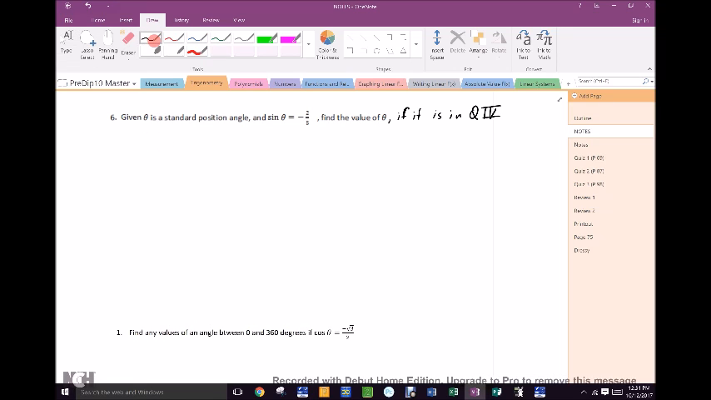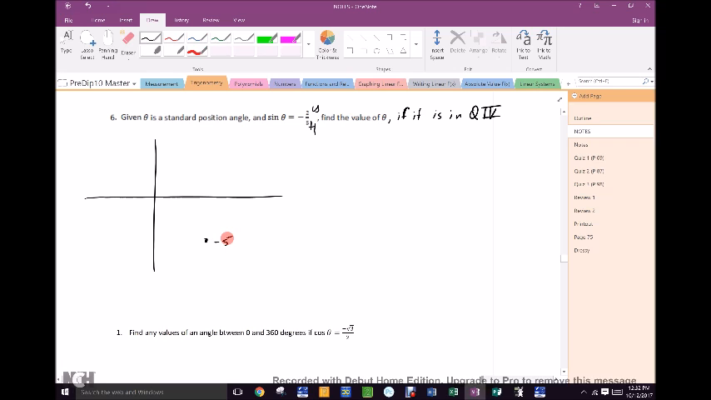Who is ready to discuss number 6? Harmon's ready to discuss number 6. Take a chance, sister. What do you know about sine? It's y over h. So that y value has to be the negative one, right? And since it's in quadrant 4, where is it? Here, here, here, or here? Where's quadrant 4? Right there. So this has to be negative 5, yeah?